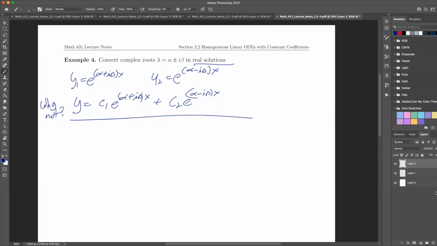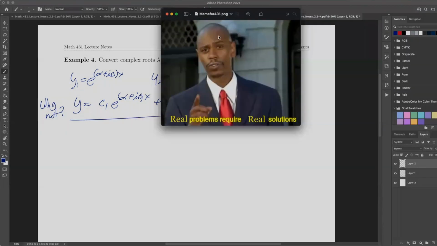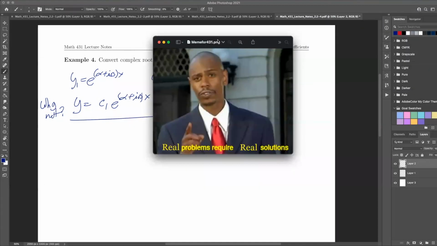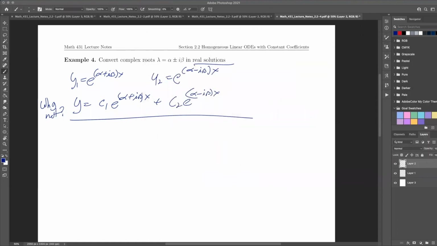Well, here you've taken a real equation and you get this. And so I made this for you guys. It's terrible, but it only took me 2 seconds. Real problems require real solutions. And so we do not want to use this, we want real solutions to our real problems.